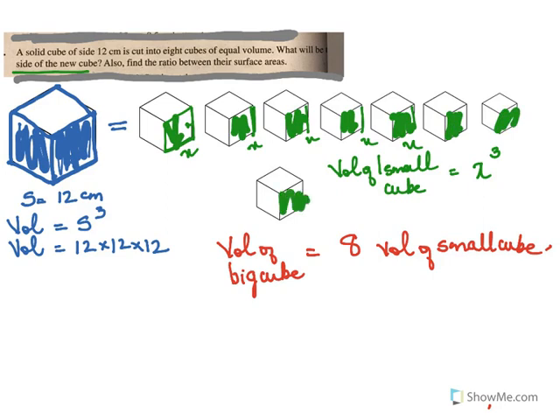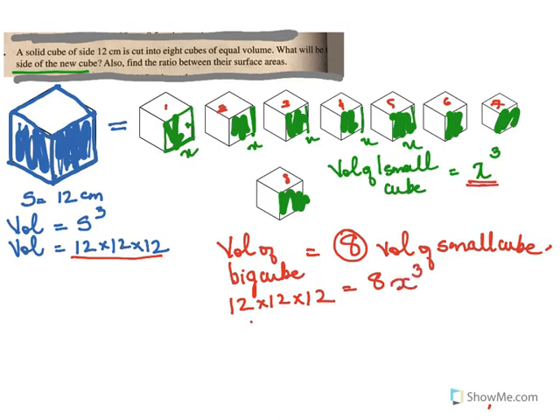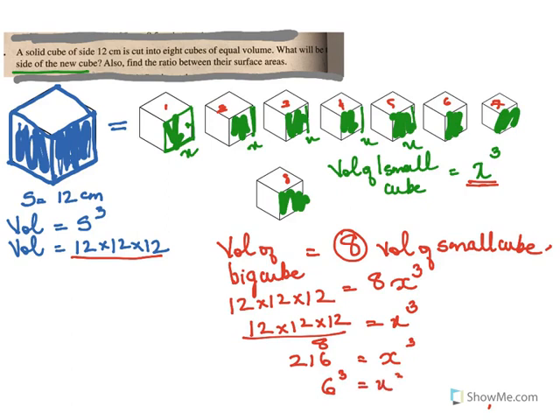The volume of this big cube, we know, is 12 into 12 into 12. And 8, because there are 8 cubes, 1, 2, 3, 4, 5, 6, 7, 8 cubes, and the volume of each of them is x cubed. So we need to find x. So we have 12 into 12 into 12 over 8 equal to x cubed. When you work this out, you get x cubed equal to 216. And 216 is 6 cubed. So you get x equal to 6. So each of these sides here is 6 centimeters, 6 centimeters in each case.